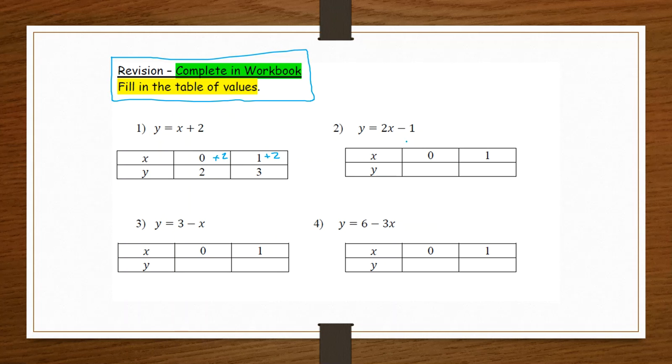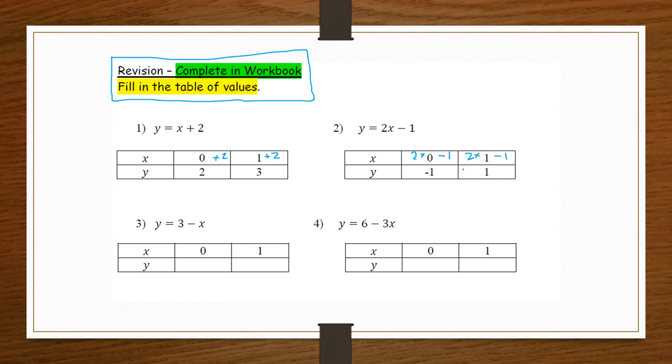For the next one, 2 times 0 minus 1, and 2 times 1 minus 1 gives us 2 zeros are 0, minus 1 is minus 1, 2 ones are 2, and 2 minus 1 is 1.